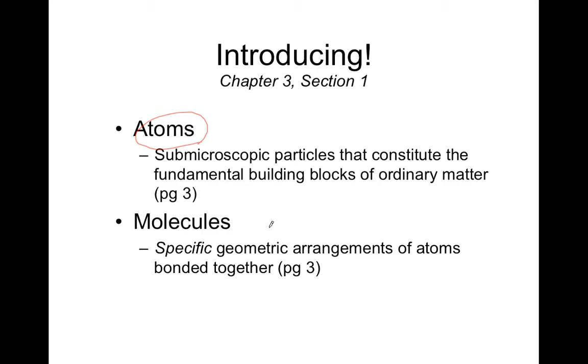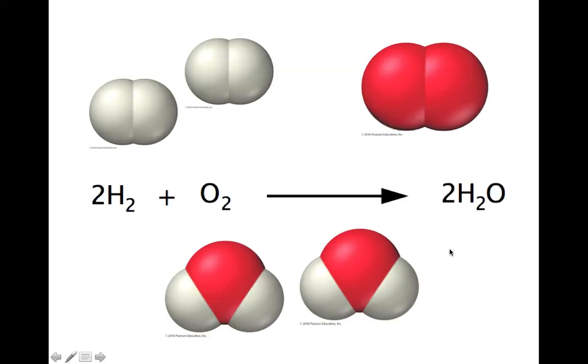So let's start out with a reminder of the definition of atoms and molecules. First of all, atoms, according to page 3 intro, are submicroscopic particles that constitute the fundamental building blocks of ordinary matter. All right, we know there's such a thing as subatomic particles. And then molecules are specific geometric arrangements of atoms that are bonded together. Okay? So water is made up of, and the example that Tro uses is water, and let's go to that now.